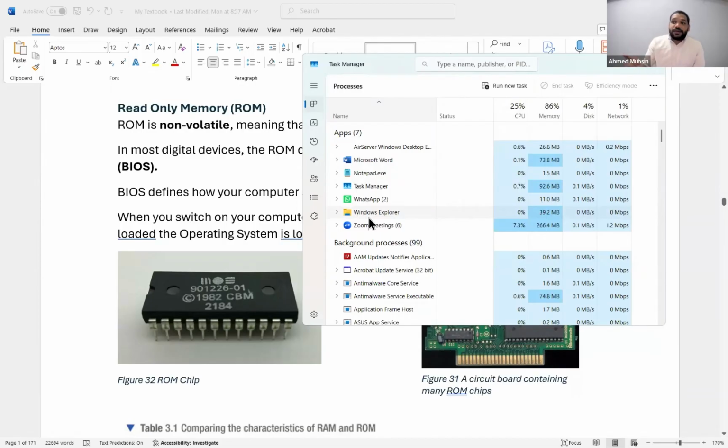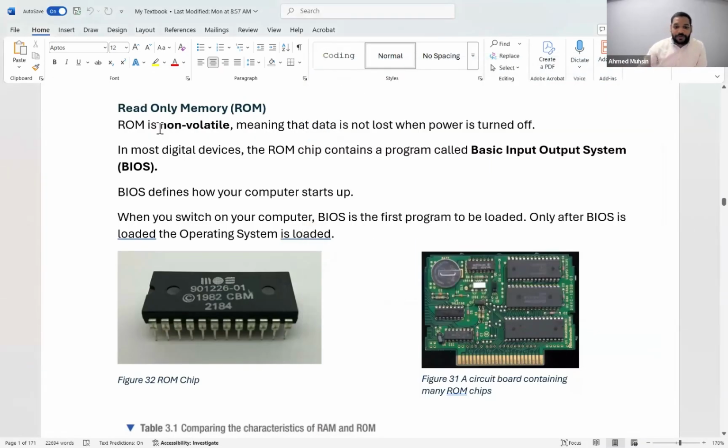One more thing, guys. Can you upgrade your RAM? You can. Now, guys, can you come and read ROM? ROM is non-volatile. It never ever loses data. Even when the power is turned off, whatever is on your ROM chip remains there. Are we good?